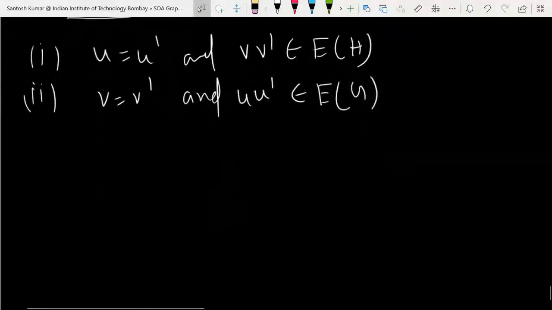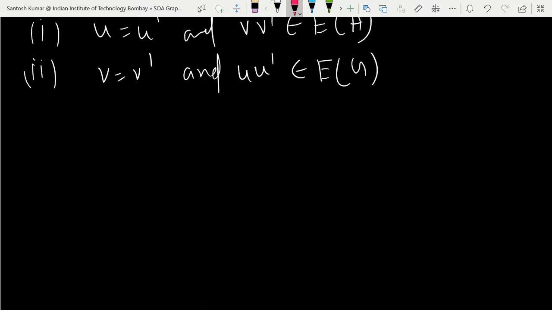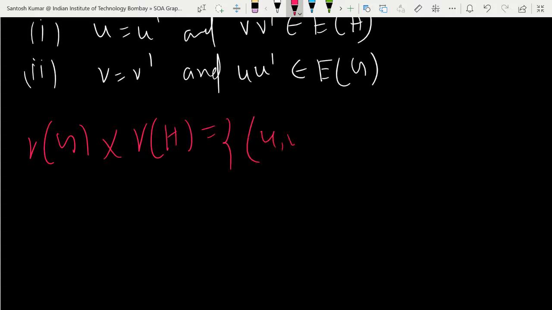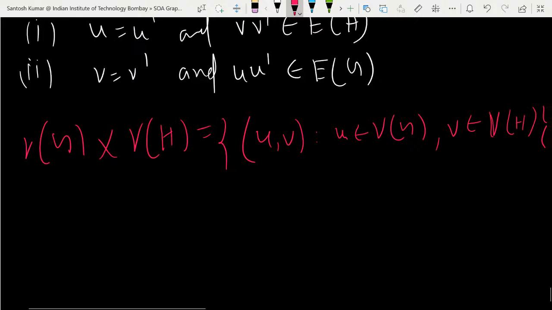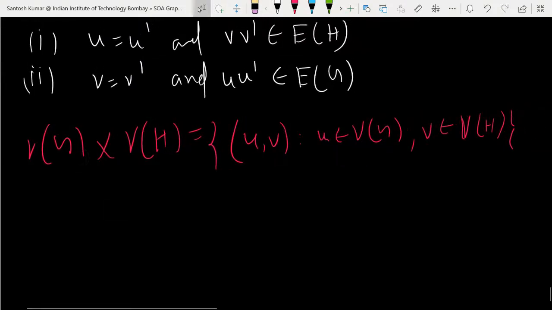I was telling you this set is nothing but what you already know. Cartesian product means the ordered pairs (u, v) such that u is a vertex in G and v is a vertex in H. This is the definition of A cross B, the simple thing: A cross B is the set of ordered pairs where a belongs to set A and b belongs to set B. On the same basis I have written this.